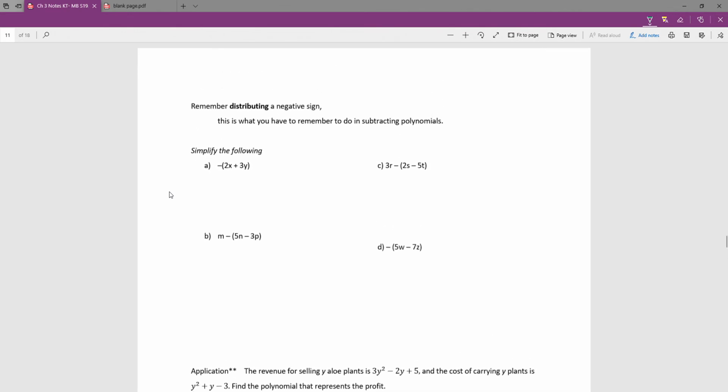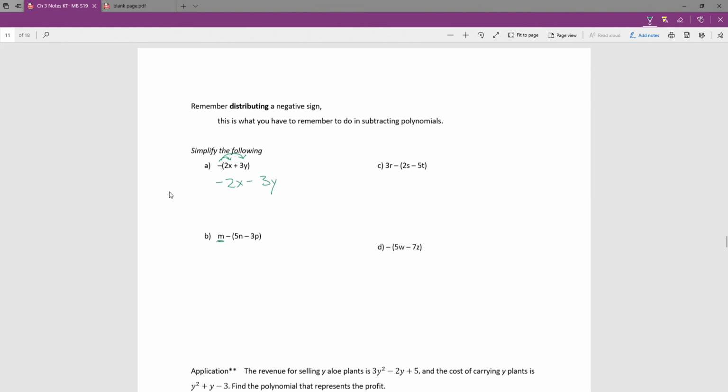So we are going to remember about distributing a negative sign. This is just a review. This is a skill that we're going to be using when we are subtracting polynomials. And so in this one, we'd want to make sure that we are paying attention to our negative sign. So when we have a negative in front, it's like assigning a negative 1 all the way through. So we'd have negative 2x and negative 3y.